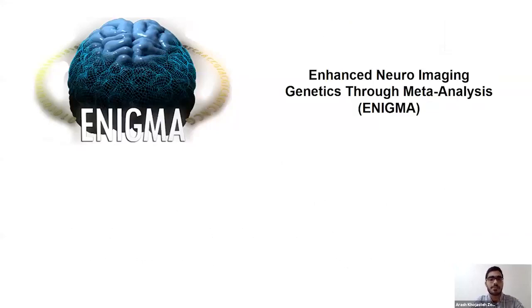So let's take a few steps backwards and see how this concern was raised in the first place and eventually got answered. The Enhanced Neuroimaging Genetics through Meta-Analysis Consortium, or ENIGMA, is a network which tries to bring together researchers in imaging genomics to understand brain structure, function, and disease based on brain imaging and genetic data.